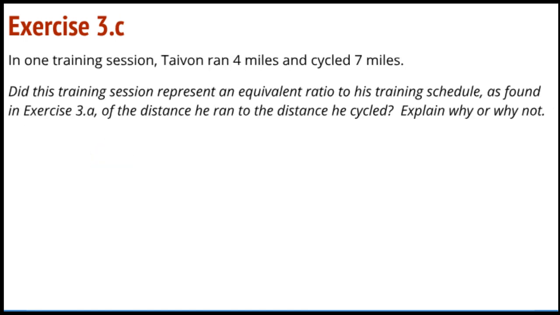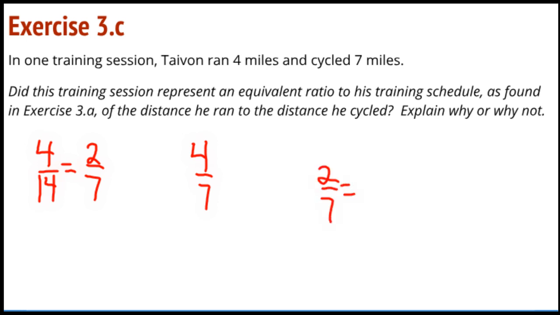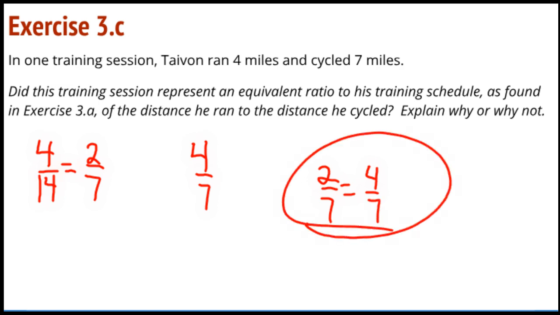So in one training session, Tavon ran 4 miles and cycled 7 miles. Does this session represent an equivalent ratio? So we were looking at 4 to 14 in the first problem, which was equal to 2 to 7. And now we have a 4 to 7, and the question is, is Tavon sticking with his training schedule? Well, I don't think so, because I don't think that 2 to 7 is going to be the same as 4 to 7. I don't think there's anything I can do to make this 4 to 7 be equal to this 2 to 7.